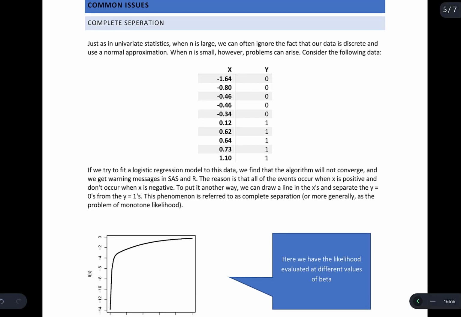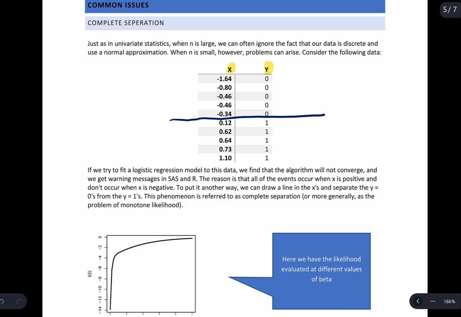Here we have x, which is our single explanatory variable. Notice that it is continuous, and then y, our outcome, is binary. If we try to fit a logistic regression model to this data, we'll find that the algorithm will not converge, and we're going to get a warning message in SAS or in R. The reason is that all of the events occur when x is positive and don't occur when x is negative. You can see that pretty easily if we just draw a line right here.